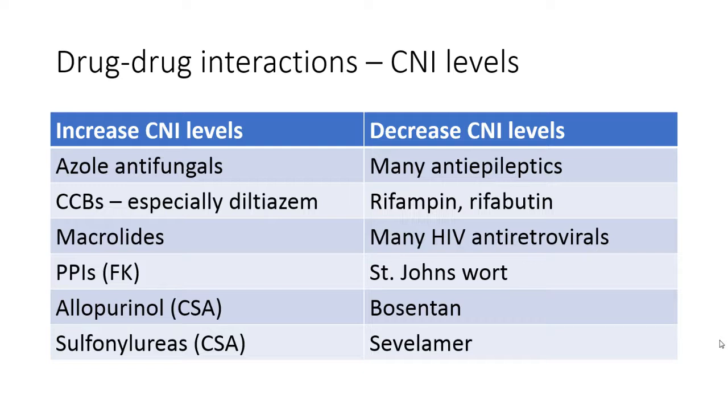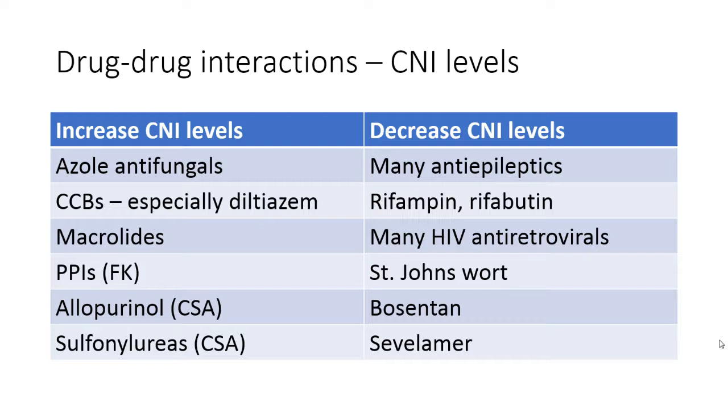And I'm focusing here on this chart just on how they can affect our calcineurin inhibitor levels. As you have probably all seen, when we start someone on an azole antifungal, we take down their tacro dose because we anticipate that the levels will go up. In addition, calcium channel blockers, especially diltiazem like I mentioned earlier, macrolides, PPIs, allopurinol, and sulfonylureas can all increase calcineurin inhibitor levels. So if you are introducing some of these drugs, if they're not strictly contraindicated, you need to have follow-up levels to make sure you didn't jump their level up to 25 or something.